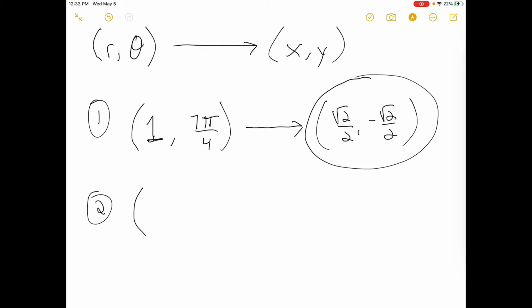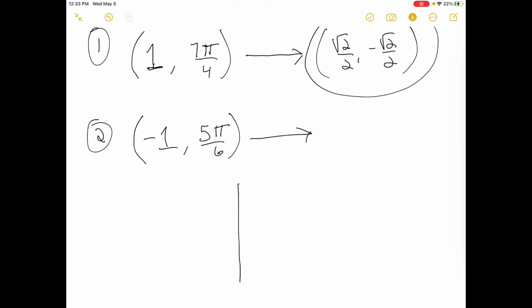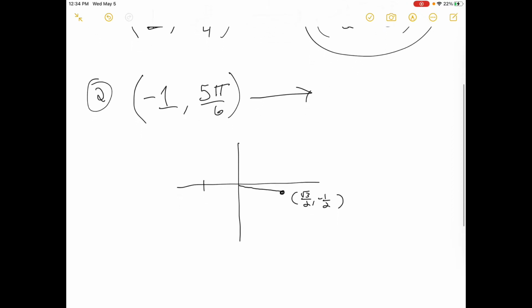Or if you have a negative 1 and 5 pi over 6. If we were graphing that, we would start on the left side at negative 1, and we're going on the positive 5 pi over 6. That would be here. Well, the coordinate right there is positive root 3 over 2, negative 1/2.